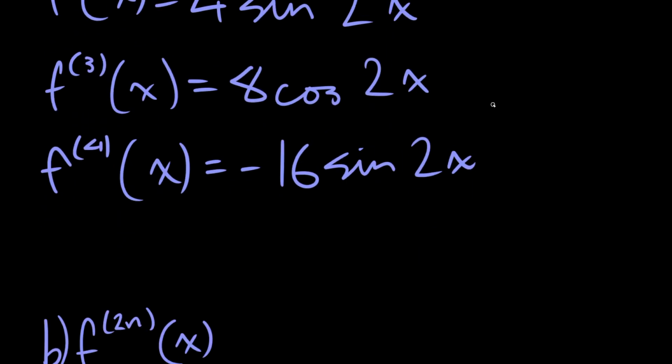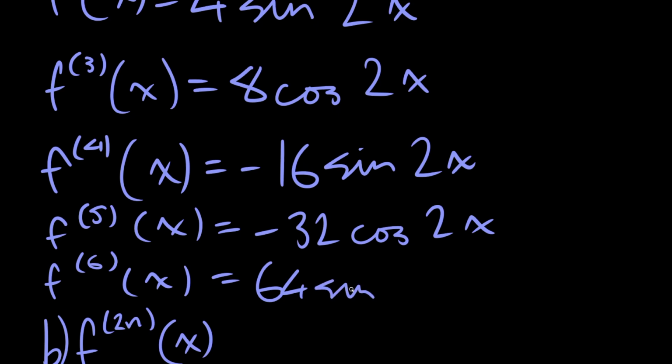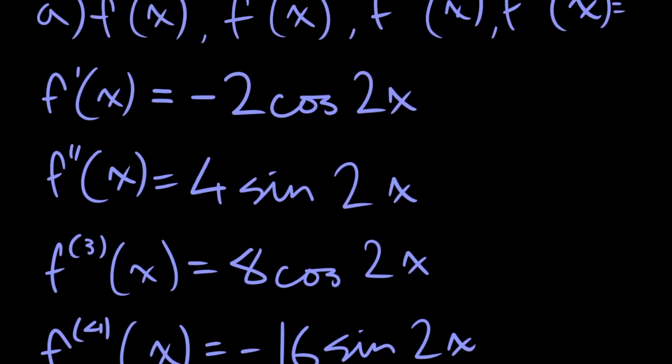So I'm going to go another step further and take the fifth and sixth derivatives just for the next question, because I already know what it is. So this is going to be negative 32 cosine 2x, and the sixth derivative is going to be positive 64 sine 2x. And I'm sure you can see how I get the pattern.